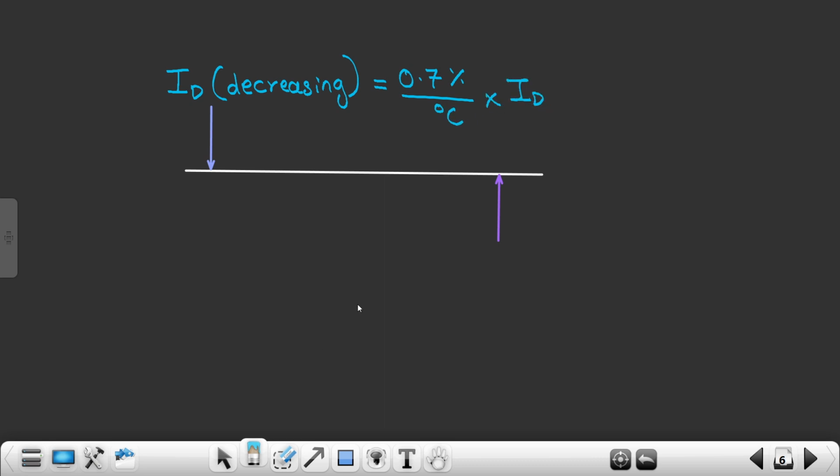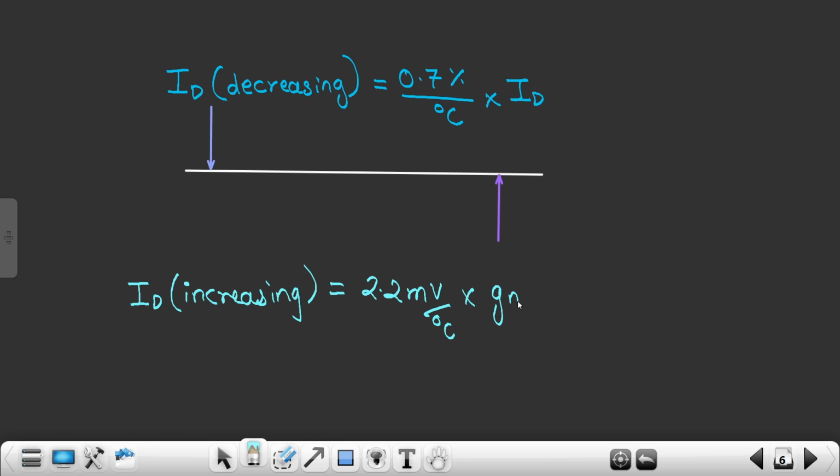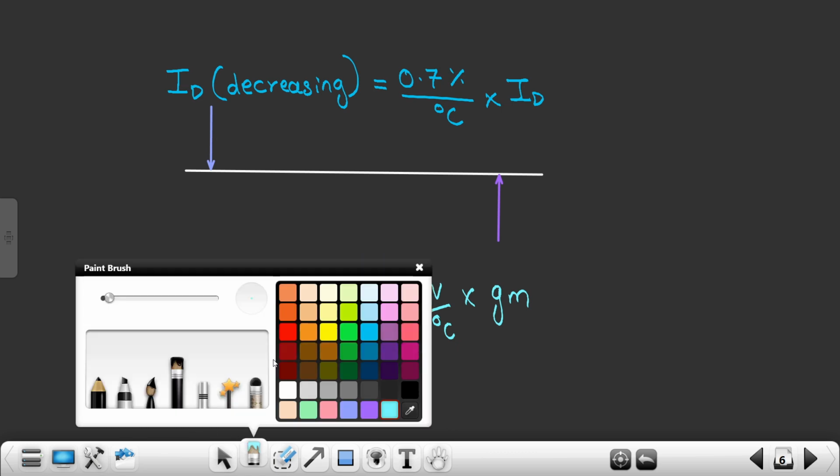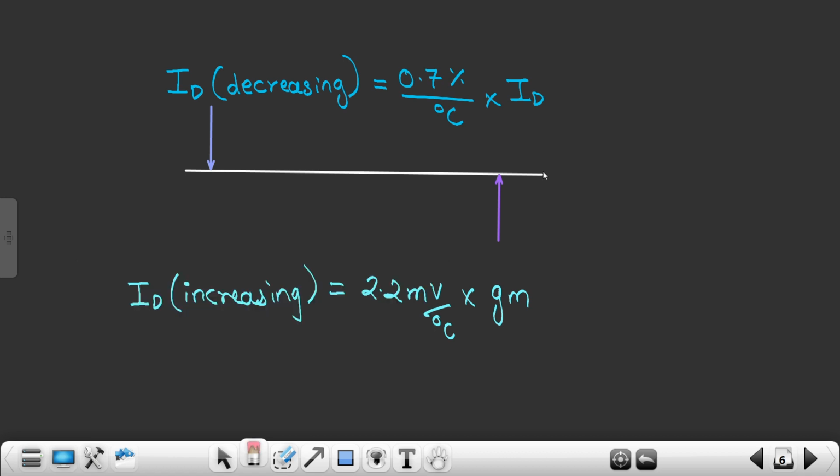And we also saw that at the same instant ID increases, so ID increasing, okay, at around 2.2 millivolt per degree Celsius into gm, right? So we saw these two things. Are you able to understand this particular part? See, at the same time ID is decreasing, and at the same time ID is increasing, right? So basically, let me write over here, we will get one point, just a second.